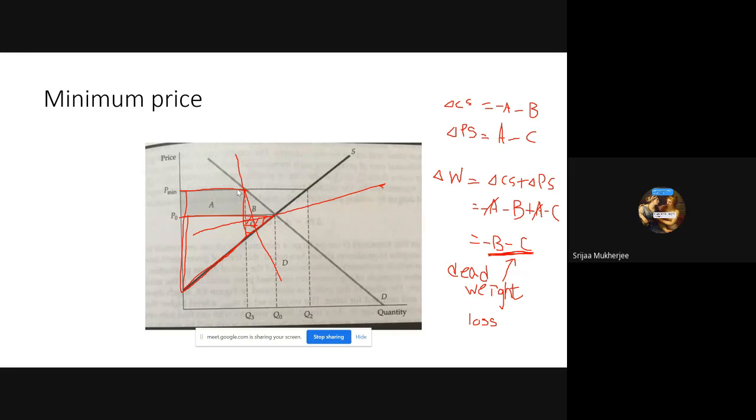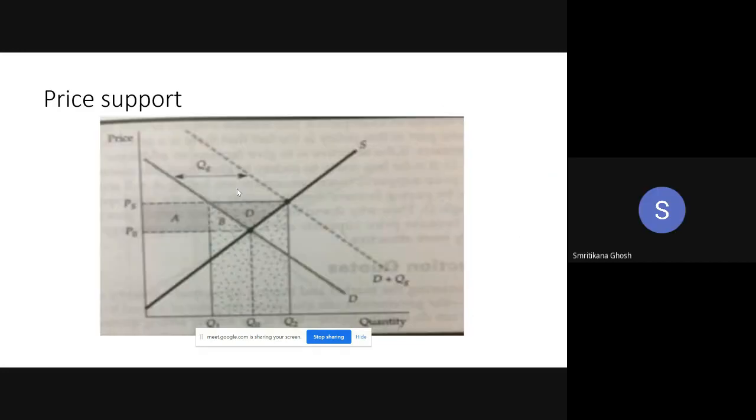So as no answer is coming, I'm going to the next one. Okay, this is the price support. Let me try to discuss it. This is the price support program. Price support program is another type of price flooring program.